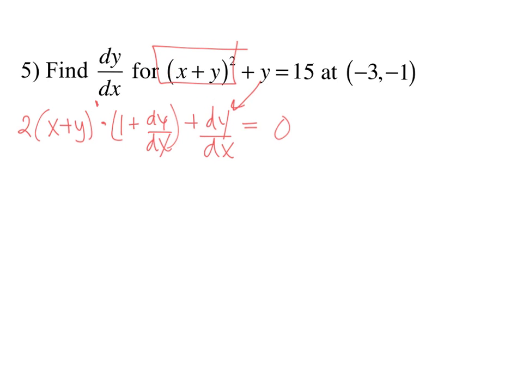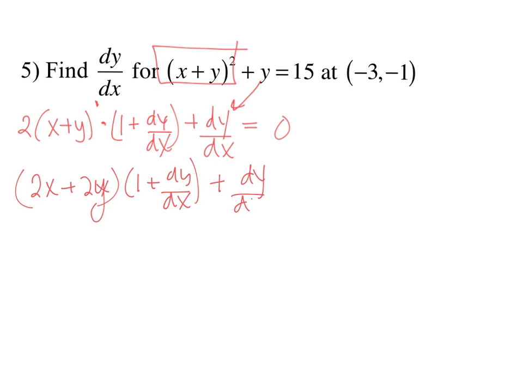So again, we did a chain rule using implicit differentiation. And now we have to isolate dy dx. The algebra here could get a little tricky. Let's see, how do we want to do this? What's the easiest way? Should we distribute? I haven't done this problem, so let's distribute. Let's distribute 2x plus 2y, multiply that by 1 plus dy dx, plus dy dx, that's equal to 0.